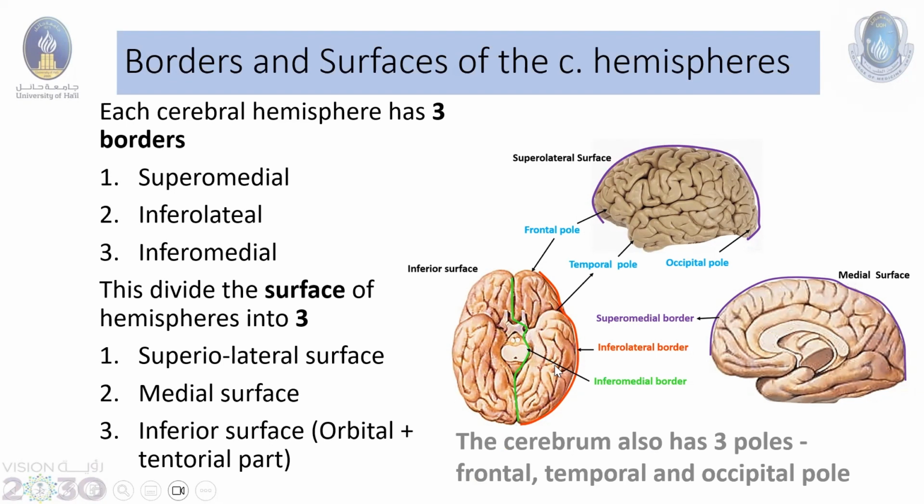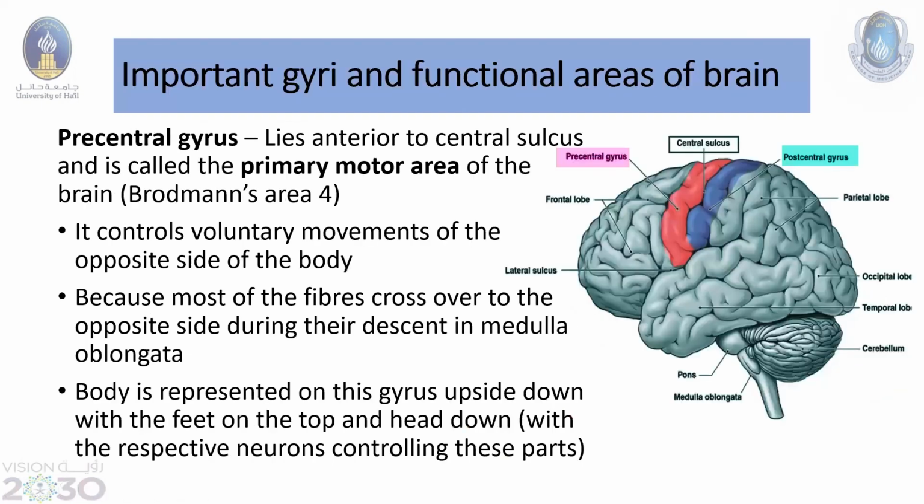So there are three surfaces: inferior surface, medial surface, and superolateral surface, and three borders: superiorly only one border, the superior-medial border, and inferiorly there are two: inferolateral and inferior-medial. These are the three borders and three surfaces.